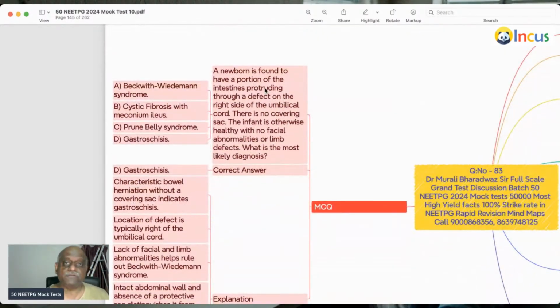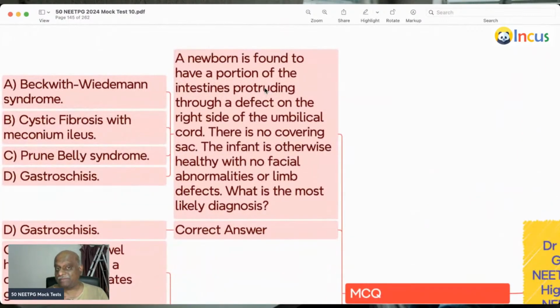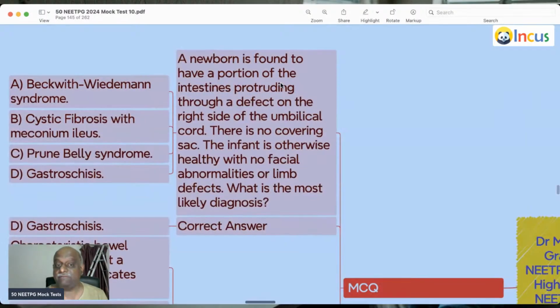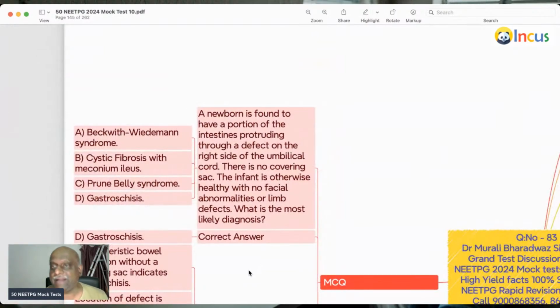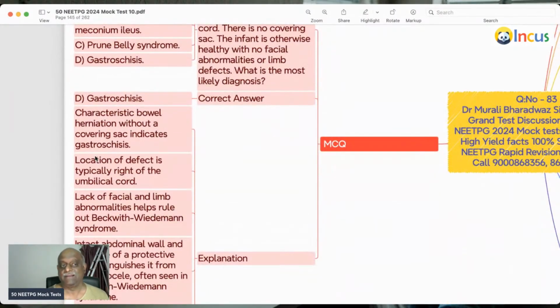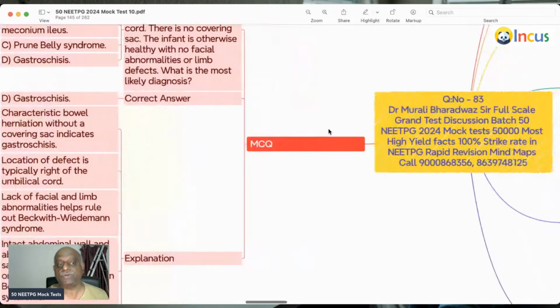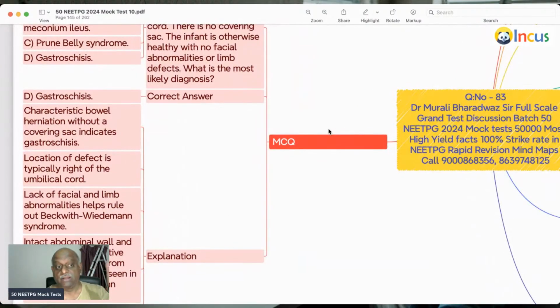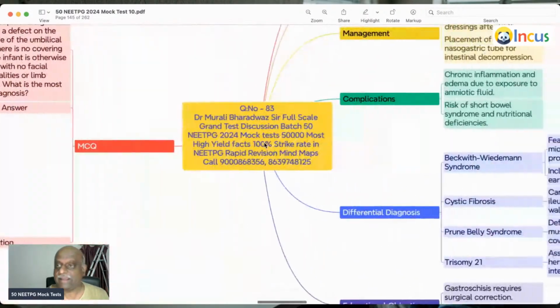Now, a newborn is found to have a portion of the intestine protruding through a defect on the right side of the umbilical cord. There is no covering sac. The infant is otherwise healthy and has no facial abnormalities or limb defects. What is your diagnosis? Gastroschisis. Characteristic bowel herniation without a covering sac indicates gastroschisis. Typically the defect is right of the umbilical cord.